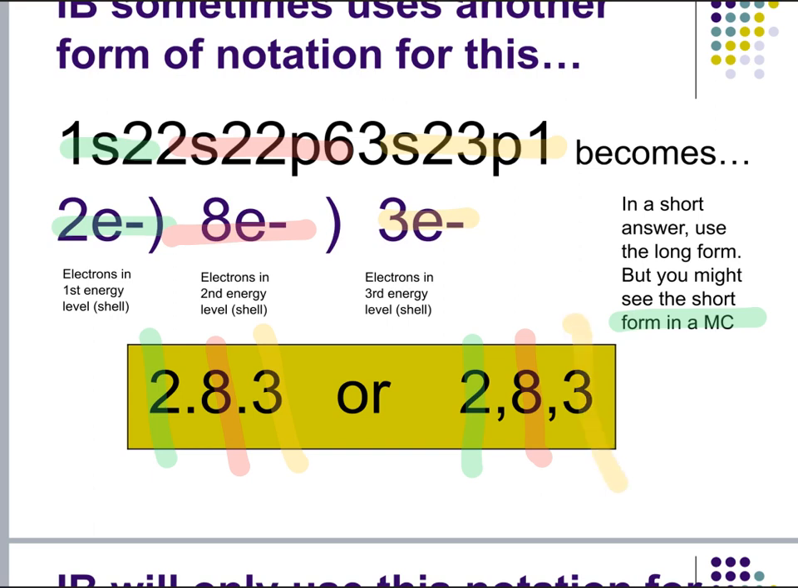So the only element that has 2 electrons in the first energy level, 8 electrons in the second energy level, and 3 electrons in the third energy level would be aluminum. This would be the electron configuration for aluminum, and this would be a shorthand way to represent it. The good news is I've never seen them do this for any of your larger atomic numbers. Really, over atomic number 20 is typically the cutoff.